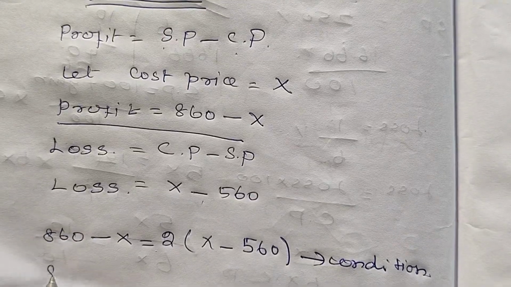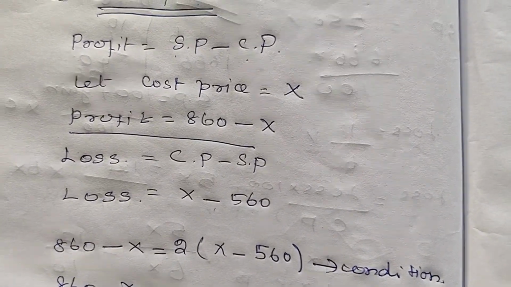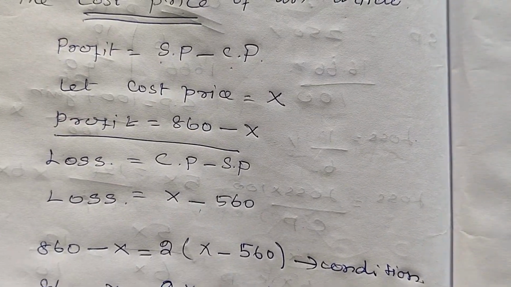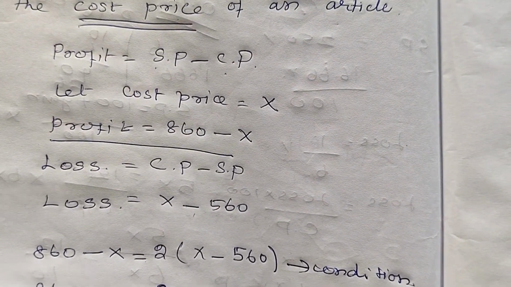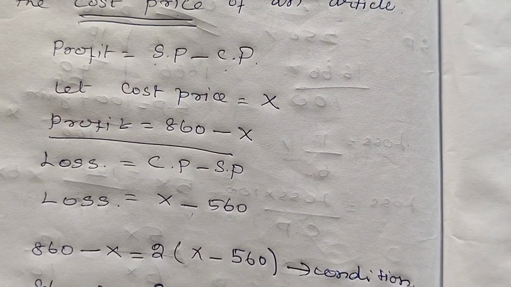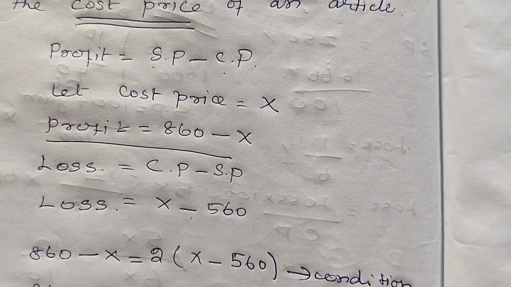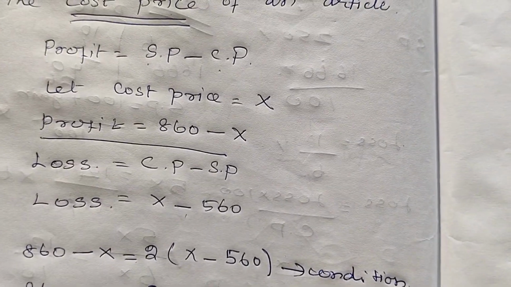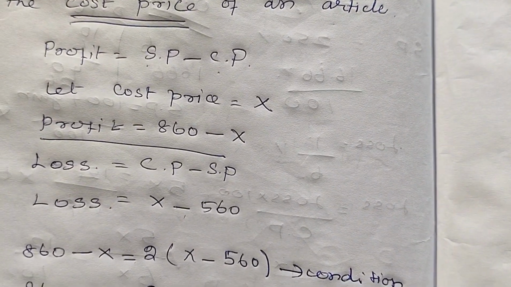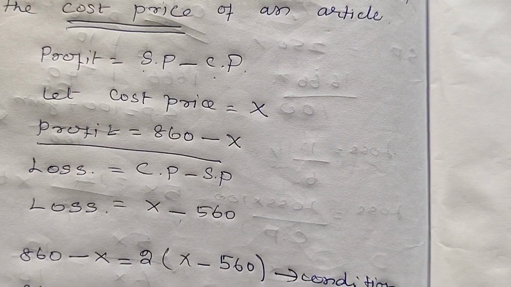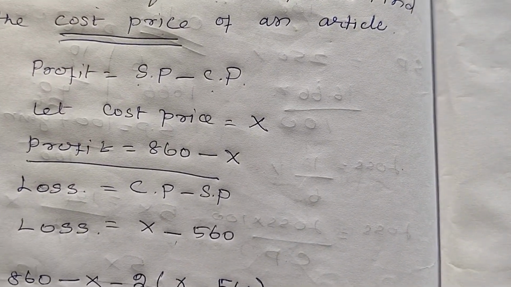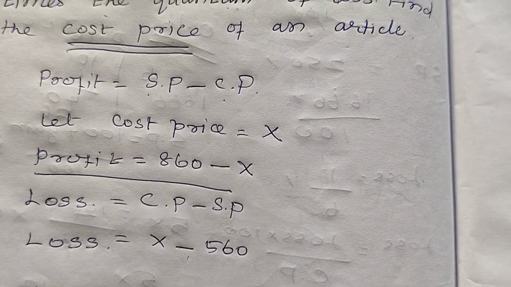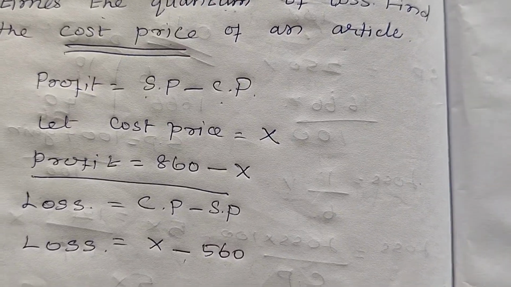So 860 minus X equals 2 times (X minus 560), which is 2X minus 1120. So 2X plus X, that is 3X, equals 860 plus 1120. Here we have to bring this one here. So 0, then 6 plus 2 is 8, 8 plus 1 is 9, so 1980.